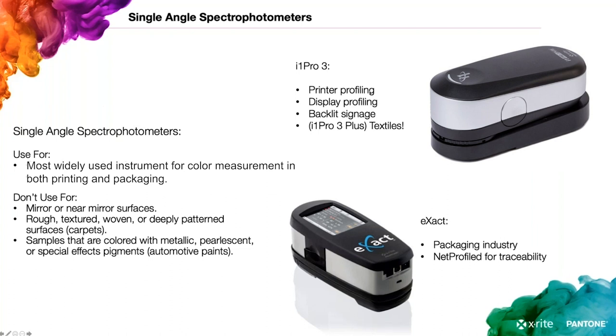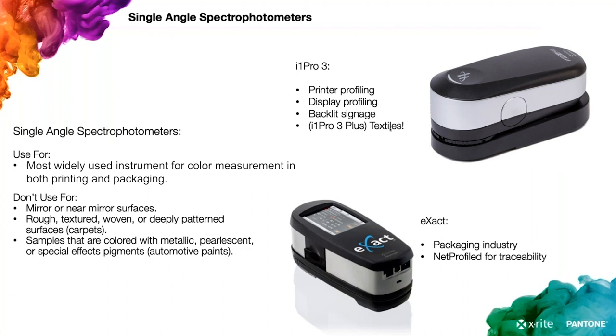These are very good for printer profiling. You can also use them for display profiling because they can measure transmittance of a color. There's a light source in there for when you want to measure a printed sample, but we can turn the light source off when we want to measure something like a display. So they're good for backlit signage. And a plus here is the i1 Pro 3 Plus is good for textiles.